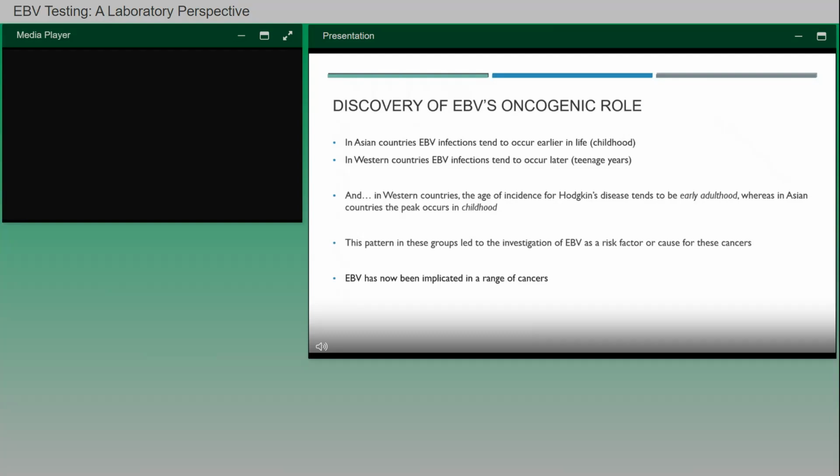HPV, most people are familiar with HPV's role in cervical cancer. Merkel cell polyomavirus, human T-lymphotropic virus, even H. pylori is associated with gastric cancers, for example. So there are lots of oncogenic viruses, and clearly not all people who have EBV infections develop cancer, right? We don't see 90% of people with EBV developing cancer, even though 90% of us have been exposed to EBV. It's just that the risk of some cancers is increased in those who had a symptomatic EBV infection, usually early on in their childhood.